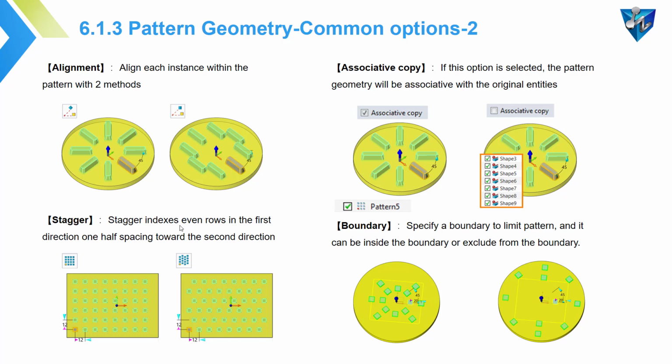And the next one is stagger. If you check the option, it will stagger the instances by half the pattern distance. Here you can see the result difference in the below figure. And the next option is associative copy. As its name implies, check it or not, the pattern will be associated or unassociated with the original geometry. And the last option is a boundary. We can specify a boundary to limit the pattern, and it can be inside the boundary or outside the boundary.